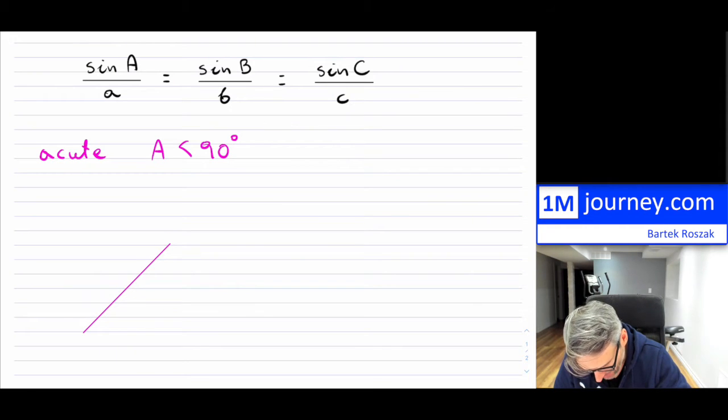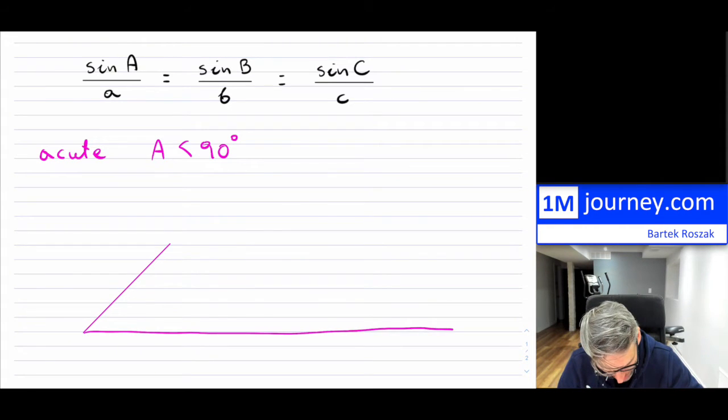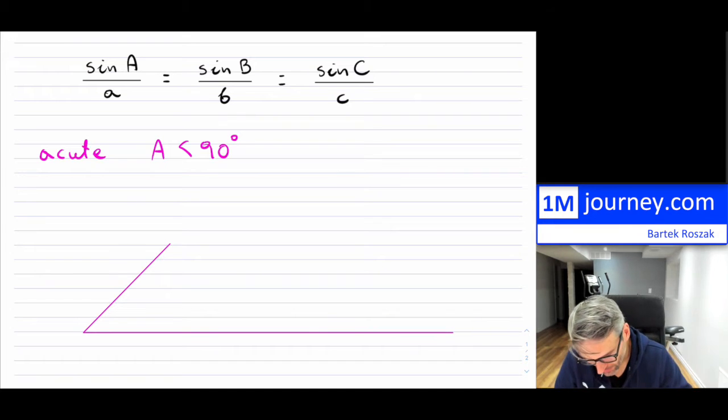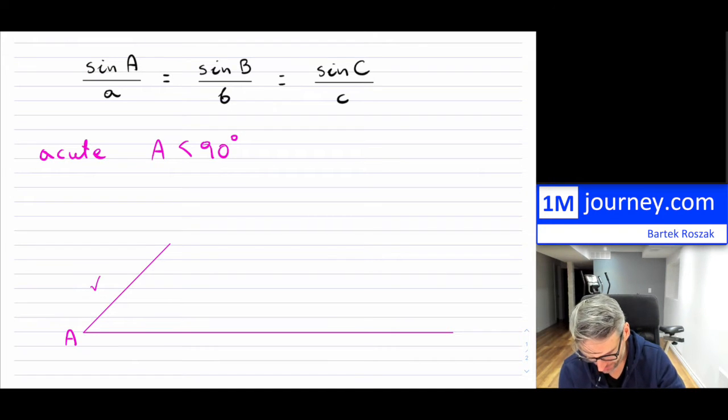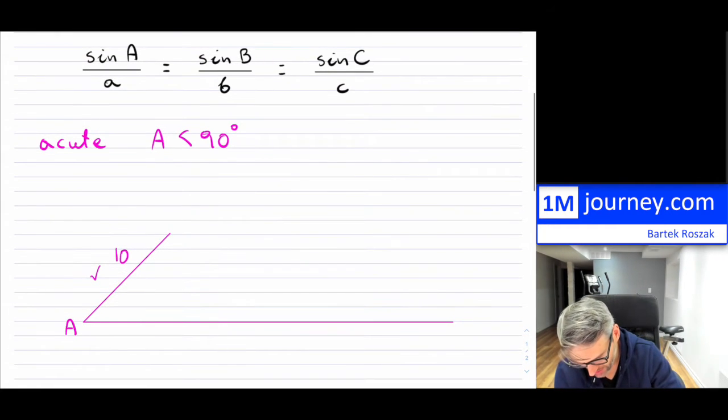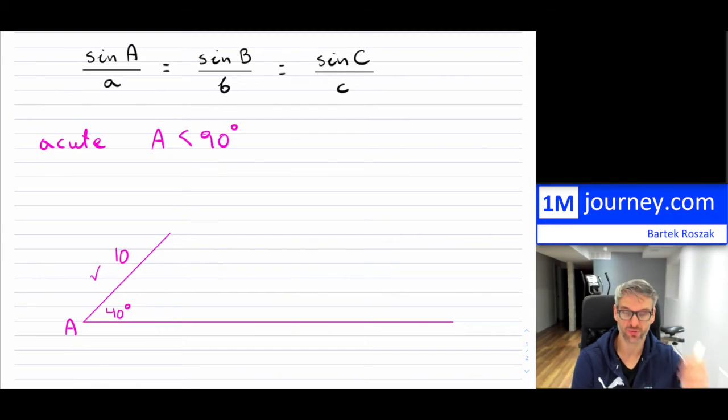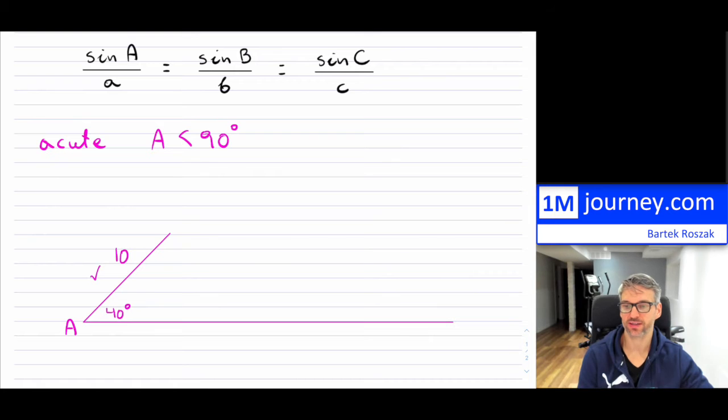All right, so I'm going to draw a big long line here. Here's my angle A. Since an angle and a side are given, let's say this side is given, and I'm going to give it an actual number. Let's say this is 10, and this angle A is 40 degrees, just to give you some context. It doesn't have to be; it can be any angle as long as it's less than 90.